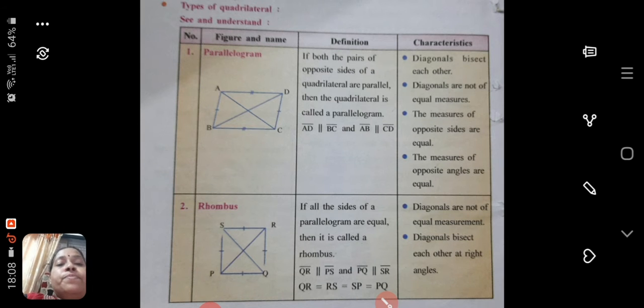Okay, now we are talking about the rectangle. What is a rectangle? If all angles of a parallelogram are right angles, then the parallelogram is called a rectangle. Means if LOMN is a parallelogram, then LO is parallel to MN and LM is parallel to ON, and the measures of angles L, M, N and O are all equal to 90 degrees.